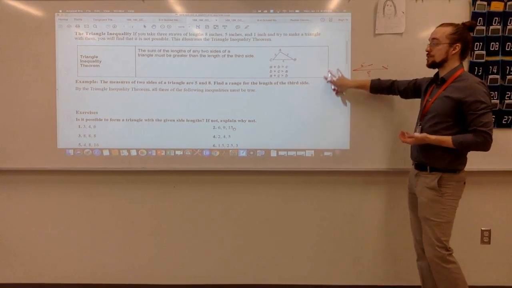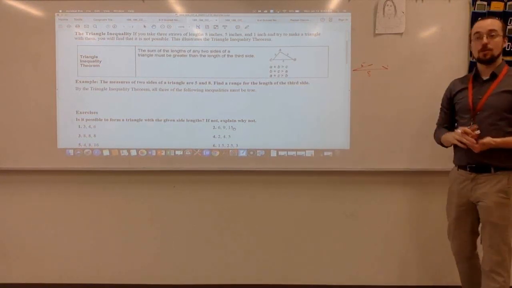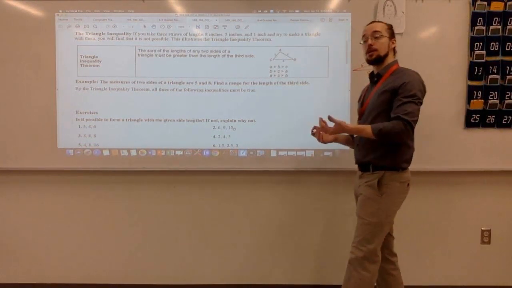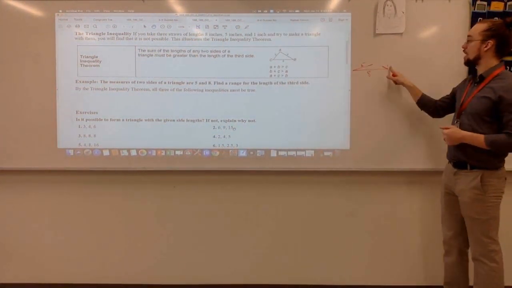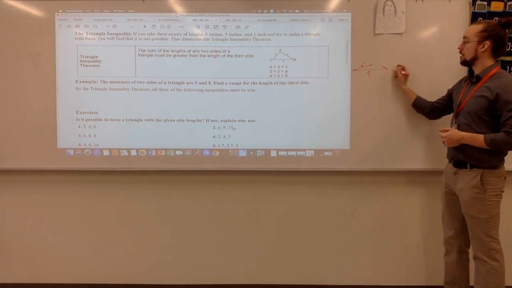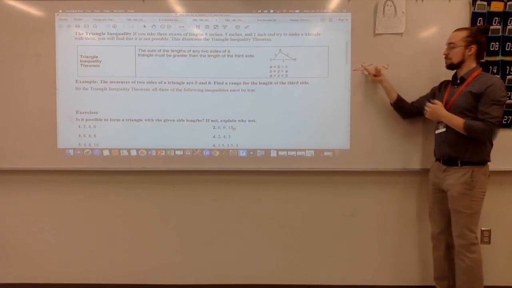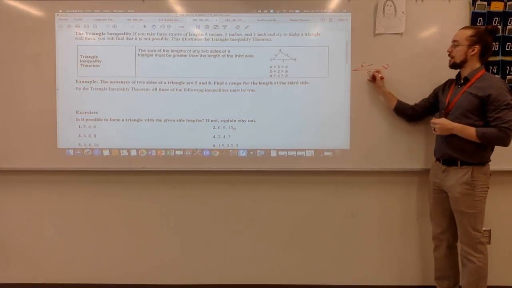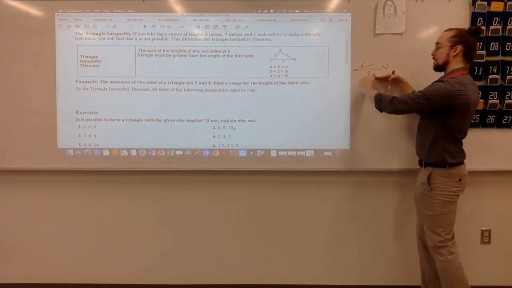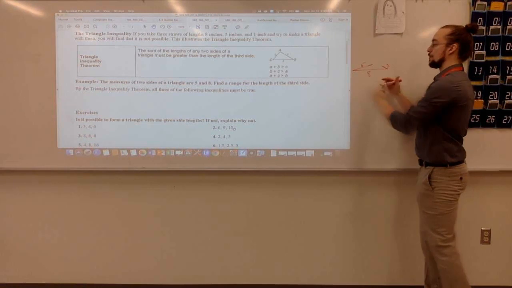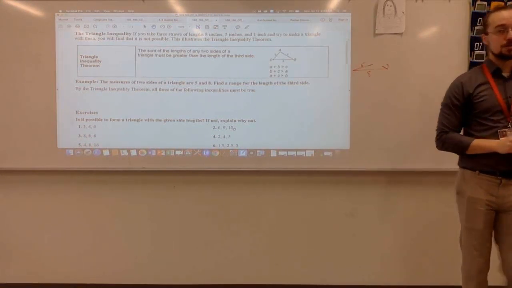So that's all this is saying. The two smaller sides have to add up to be bigger than the third side. It can't even be equal. It has to be bigger than. If these two added up, let's say this one was 5 and this one was 3, if I put those on here and try to connect them, they would be the exact same length as the bottom here. I couldn't raise them up any and have them connected still. So these two sides have to add up to be bigger than the third side.